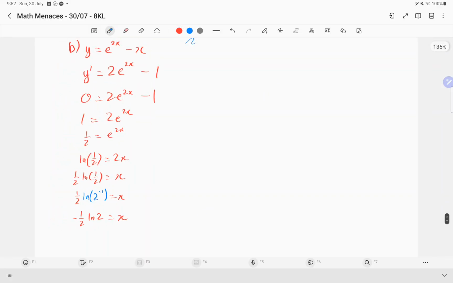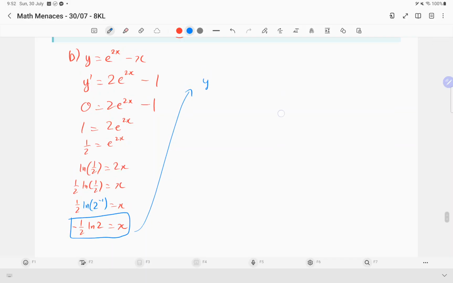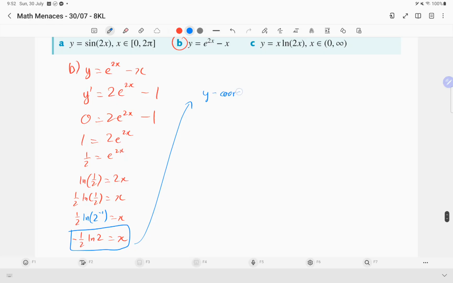Now we need to find the y. There's only one x coordinate, only one turning point. Now you find the y coordinate. We have to use a little bit of a trick here. So y at x equals, we substitute x equals negative half ln 2. Now note that you are substituting two things. This is new stuff, guys. The equation for y, what does it look like? y is e to the power 2x minus x.